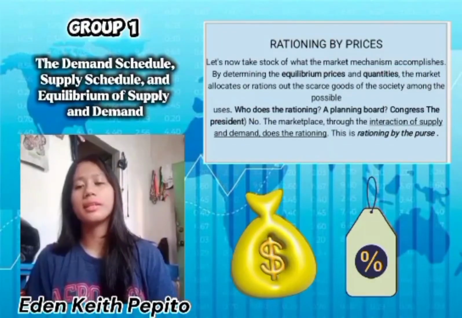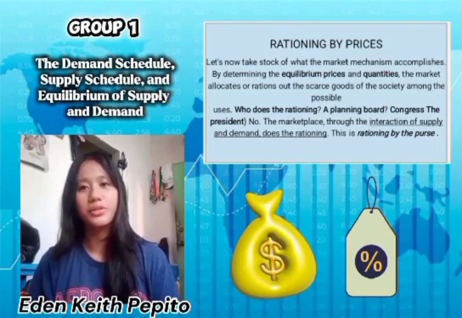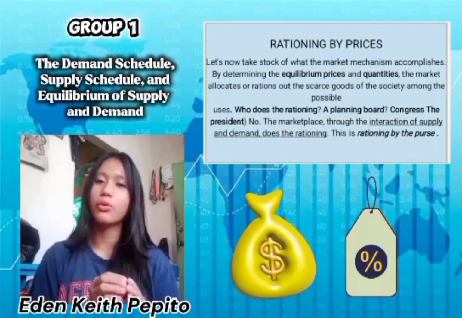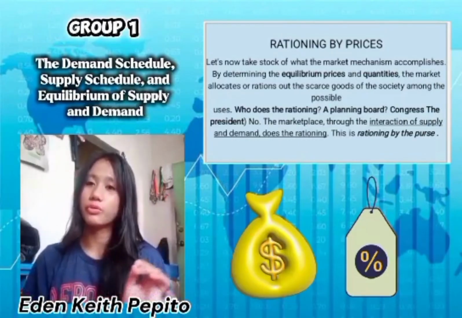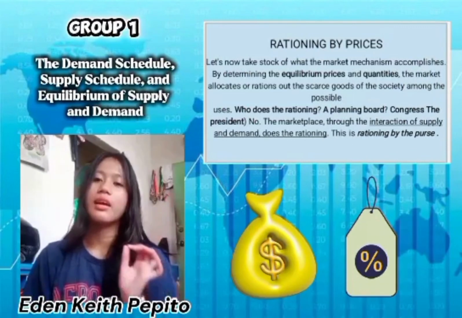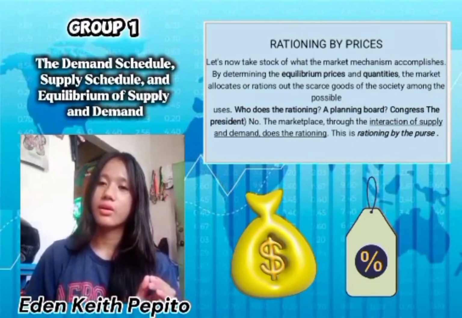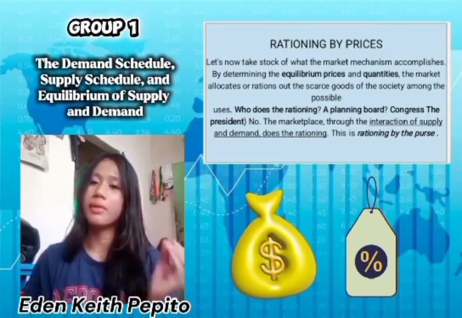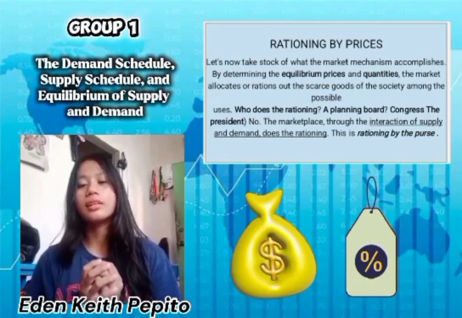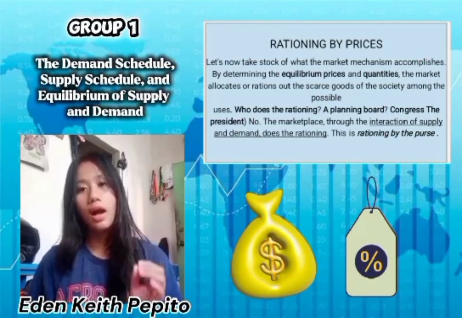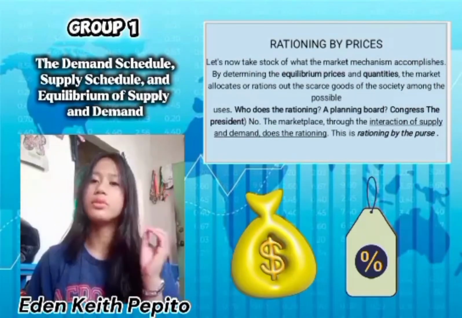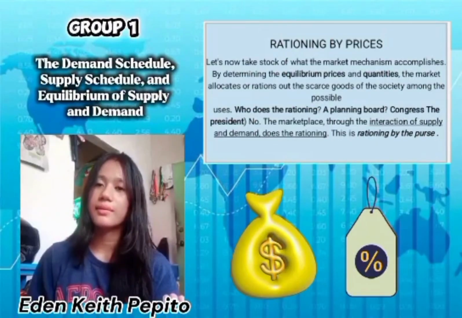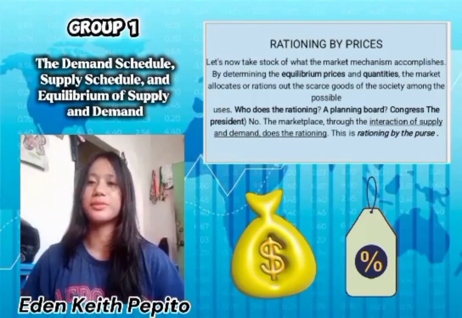But first, let us define what rationing is. When we say rationing, it means dividing or controlling the limited goods or resources. So in economics, rationing happens when the goods or the resources are limited. So when we say rationing by prices, it refers to how the market decides who gets what of the goods or the resources based on prices. But we will understand this later on in our discussion.